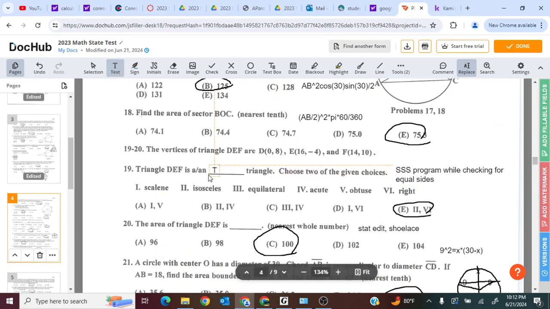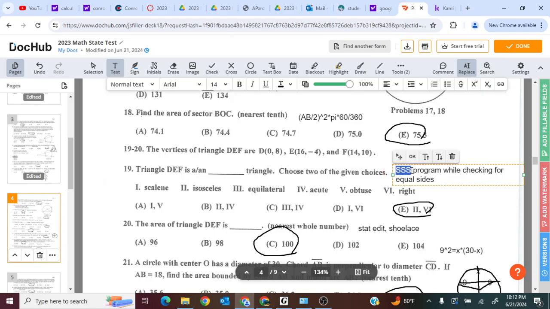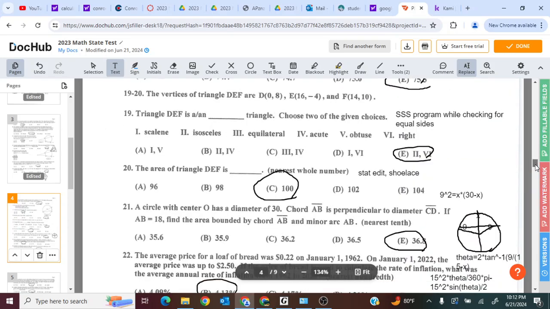19 and 20, triangle DEF. Well, you'll be using the SSS program. You'll be using the Pythagorean theorem to figure out each side: square root of 16 squared plus 12 squared. Do that for all the sides with their respective coordinates, and check for the equal ones. You'll find that two sides are equal and it is a right triangle after you finish the SSS program.